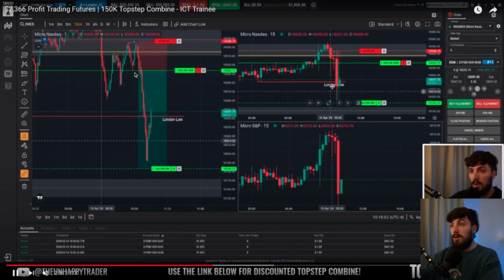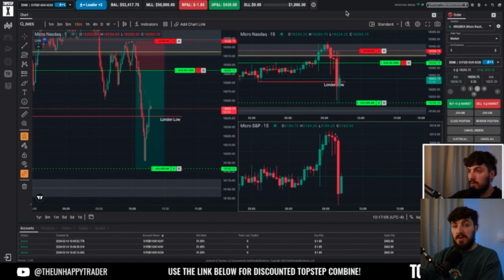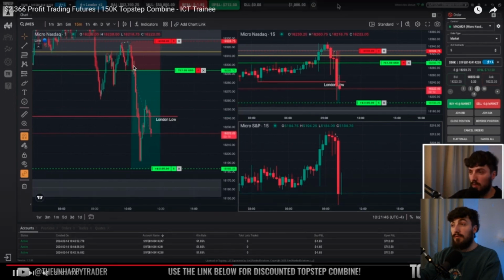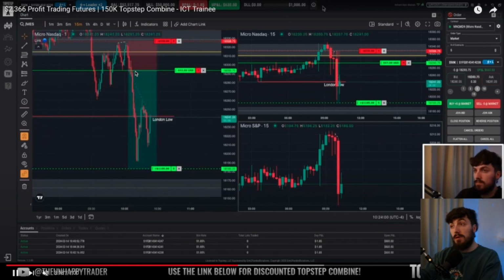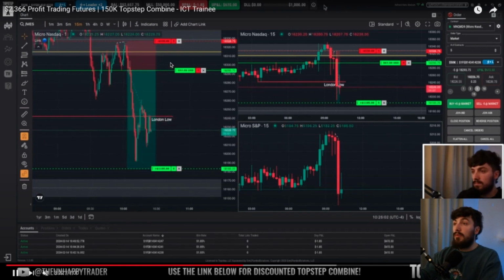But that's how I was able to call the top of this pullback. I knew exactly when it was going to have its second push down. And in the grand scheme of things, it was actually quite a good entry. At the time, it didn't feel like the best of entries. I could have got in maybe a few points higher, but it's still a good entry.